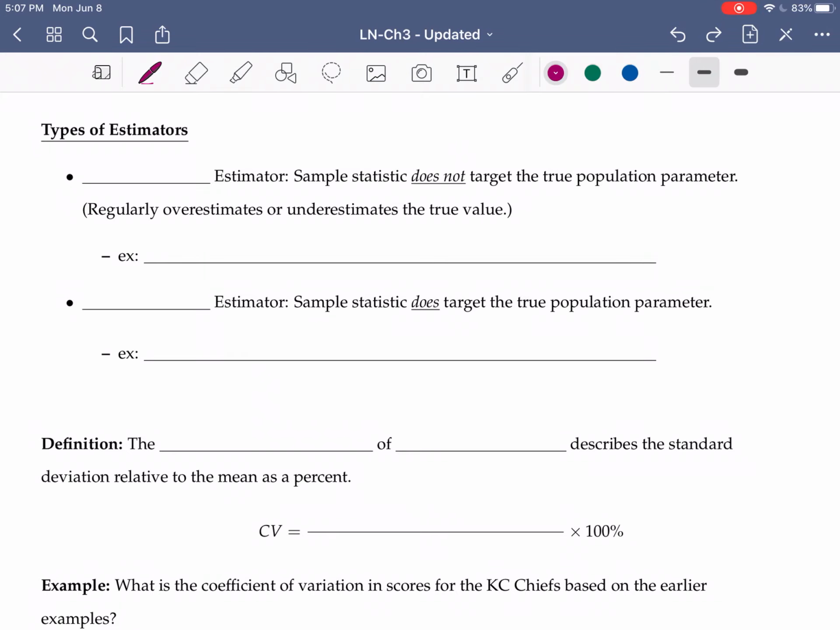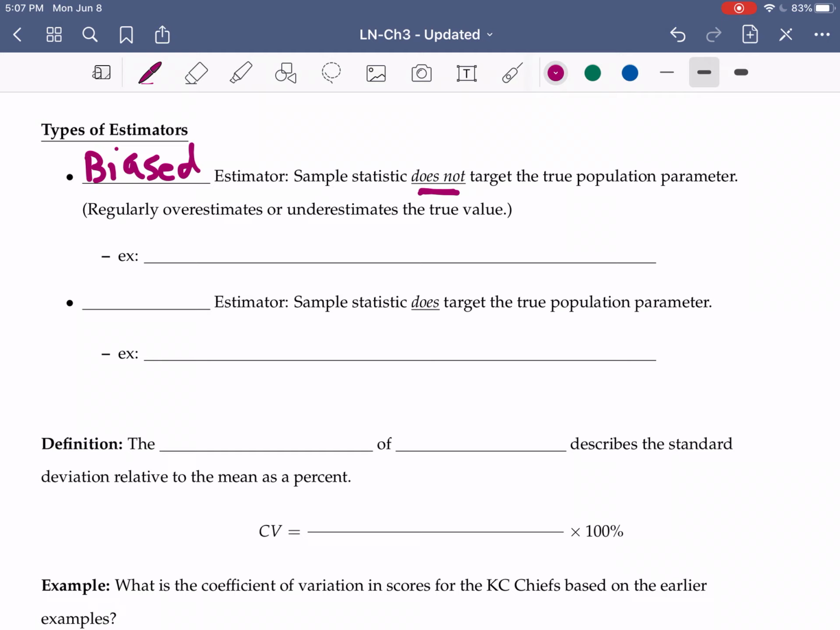In this video, we're going to talk about types of estimators, and then we are going to talk about the coefficient of variation. So let's jump into types of estimators. We have two types of estimators. One type of estimator is called a biased estimator. This is a sample statistic that does not target the true population parameter.